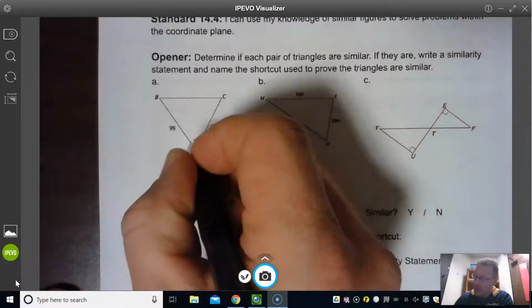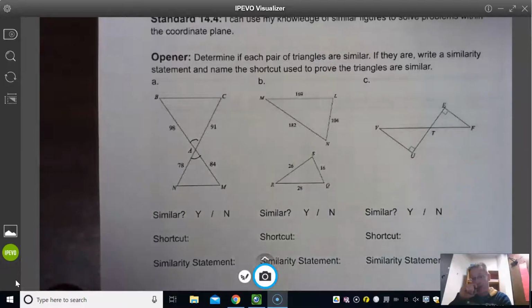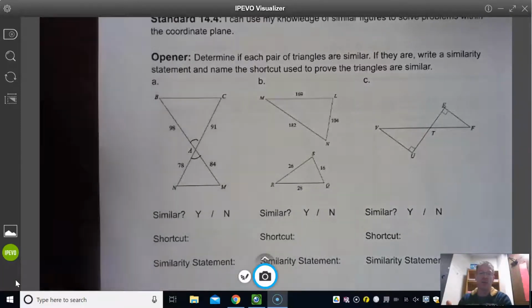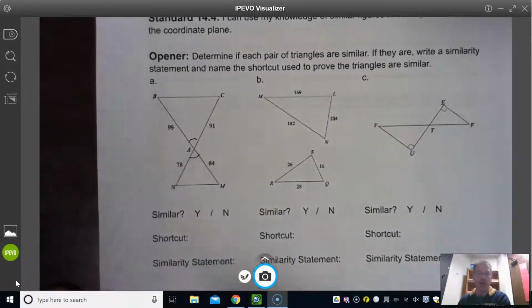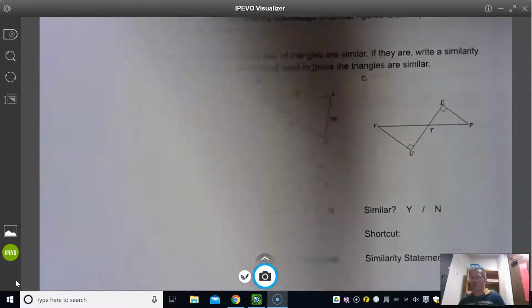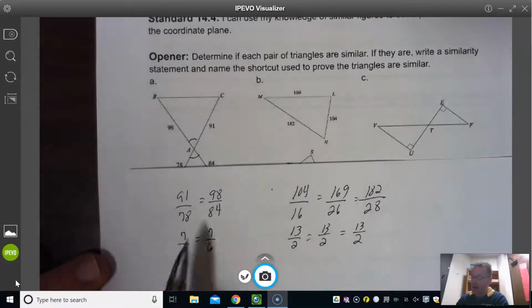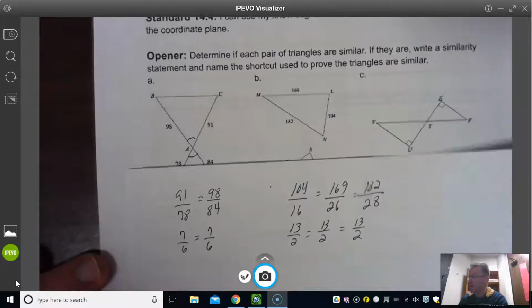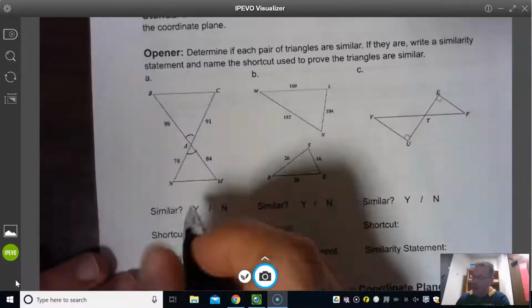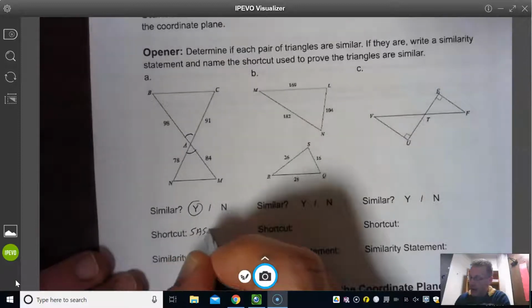Hopefully you saw that you had vertical angles for sure. Once again, the information is going to guide us to which of those shortcuts for similarity we want to use. Notice I only have two pairs of sides. You looked at the ratio of those sides, and if you look at that proportion, we do get 7 over 6 equals 7 over 6. So we know that the sides are proportional. So these are similar, and we can use side angle side for similarity.